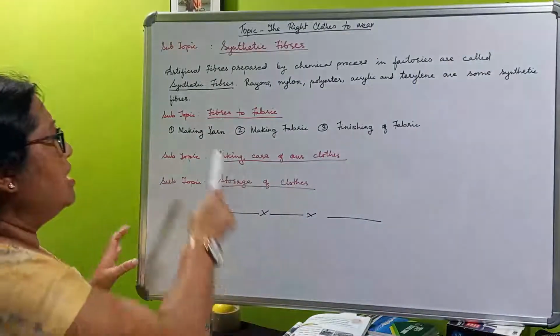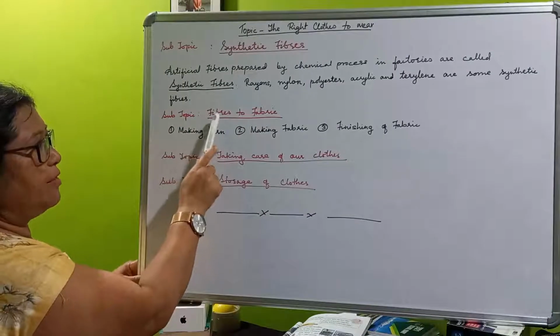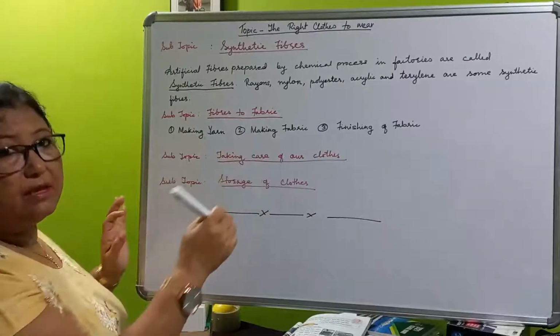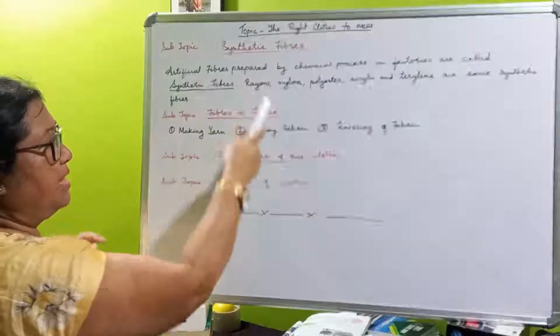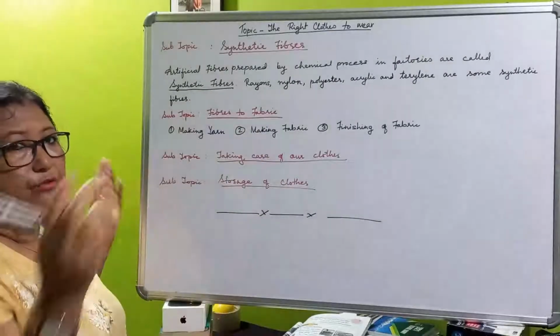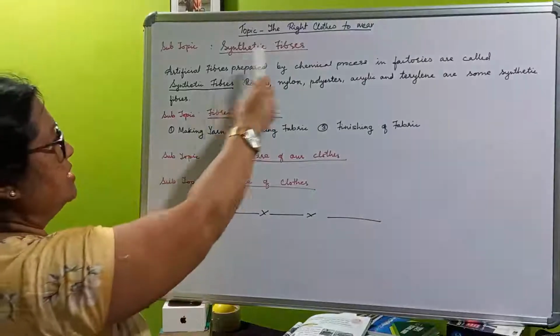So this is how they go from fibers to fabric. Fibers means small thread or yarn, and from that thread how they make clothes, fabrics. Colorful fabrics. So this is all about synthetic dress.